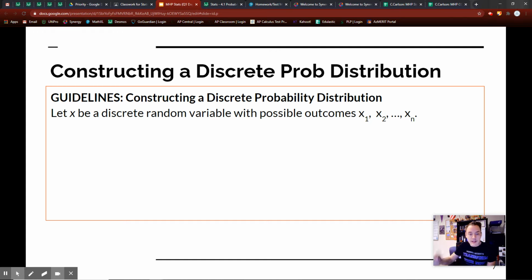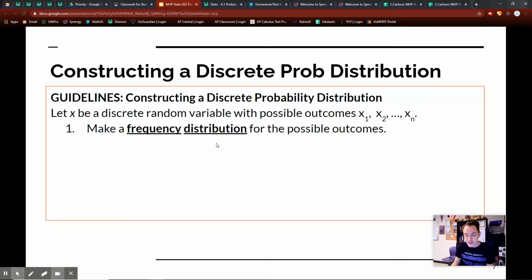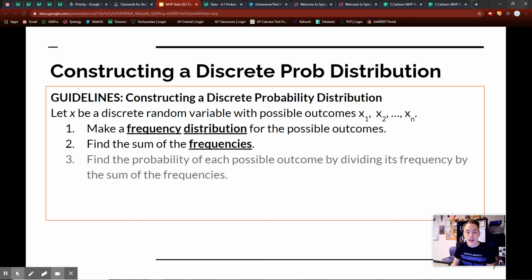So, guidelines. Let x be a discrete random variable. Remember, we said that this week is all going to be discrete, where x is a countable set of data. So that means 1, 2, 3, 4 instead of something like 1.5, 7.6, or 3 halves. It needs to be a whole number with possible outcomes. Make a frequency distribution. I'm going to show you how to do that. The possible outcomes. Then find the sum of the frequencies, that's just adding them all up together. And then find the probability of each possible outcome by dividing its frequency by the sum of the frequencies.